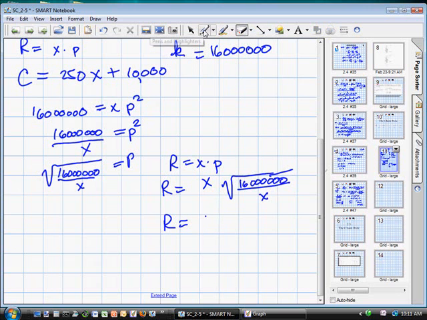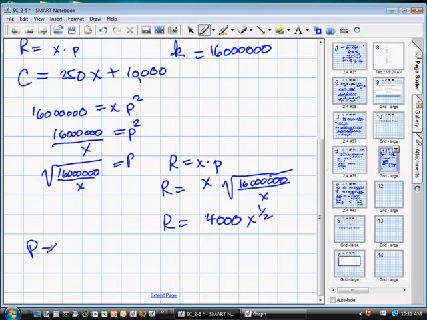What's the square root of 16 million? So we have 4,000 X to the 1/2. Is that correct? Because if you took this square root, you'd have 4,000 over the square root of X. Yeah. Okay. Now this is a lot simpler.